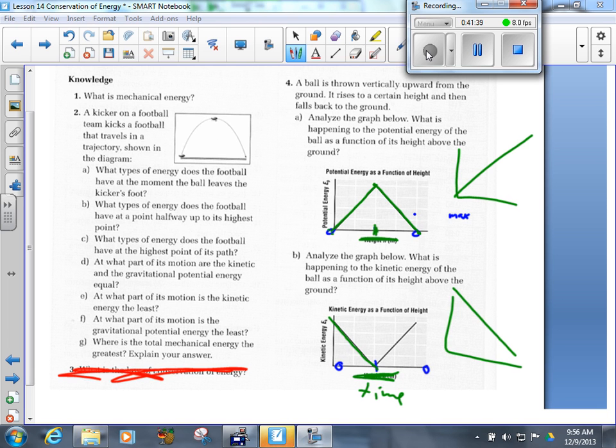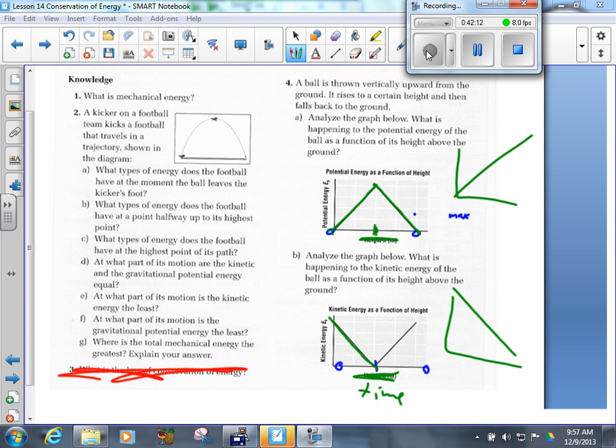Okay, so number 2, pretty straightforward. What types of energy does the football have when it leaves the kicker's foot? Mostly kinetic. It might be a little tiny bit off the ground, but for the most part, it's kinetic. What does it have at a point halfway up? Kinetic and potential, or you could say, what answer could you put for every single one of these and have it be right? Mechanical. You could put mechanical energy for every single one of those and it would be right.